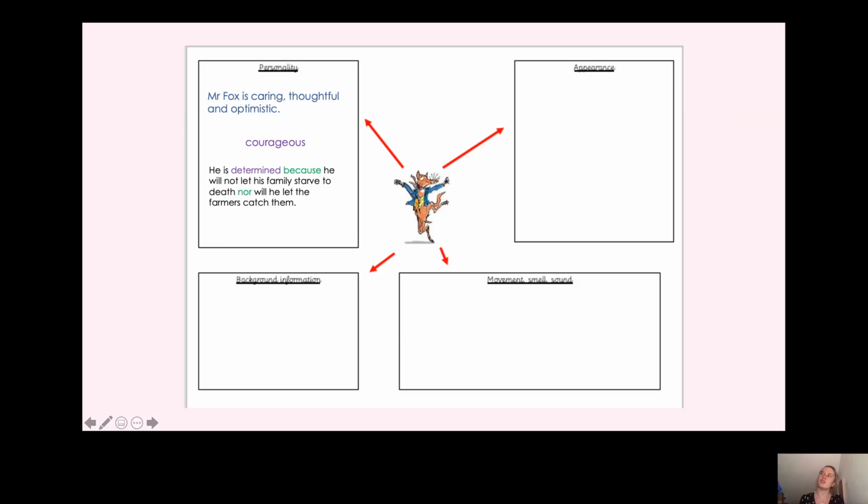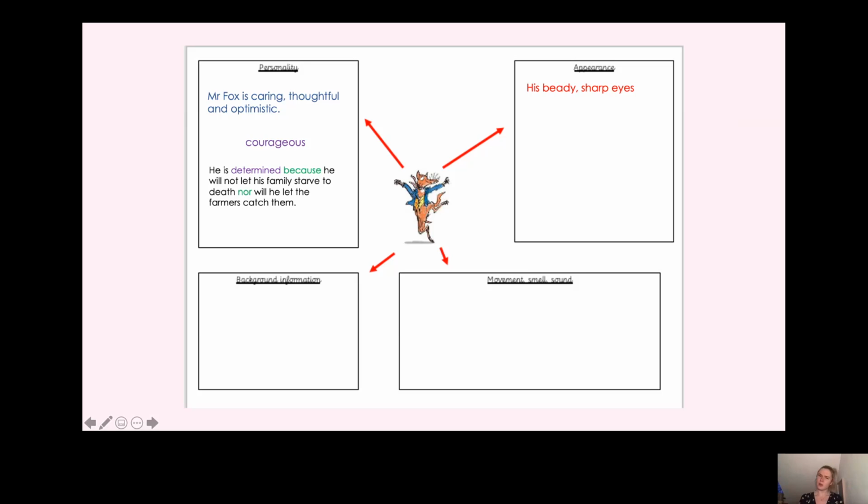So therefore, maybe I should use an expanded noun phrase. Now, what two adjectives, thinking back to my mind map, did I use to describe Mr. Fox's eyes? Yes, I used beady, sharp eyes. So there we go. I want to use that expanded noun phrase in my character description.